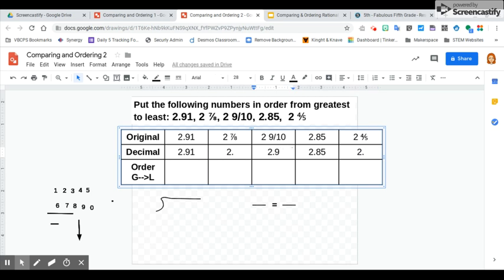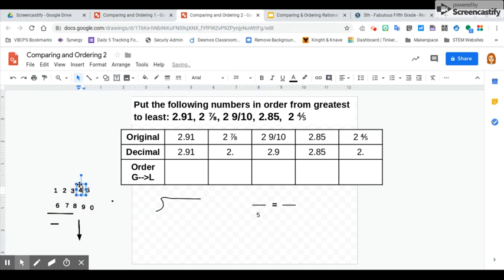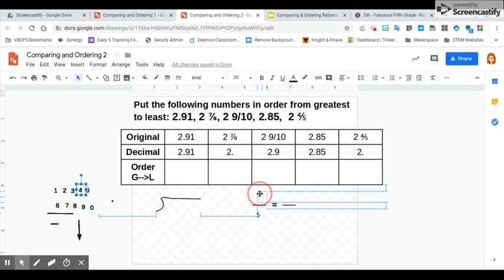The next easiest one is probably 2 and 4/5. Now I can ignore this whole number 2 for a second, because I already know that's the number that's going to be in front of the decimal point. What I need to look at now is 4/5. So down here, I'm going to write 4/5 as a fraction in my little area, with my 5 in the denominator and my 4 in the numerator.